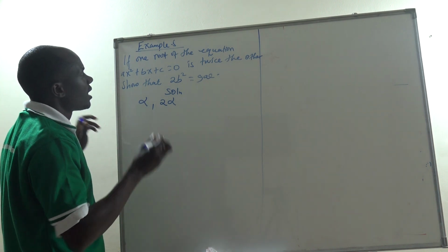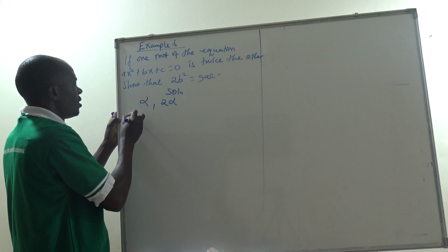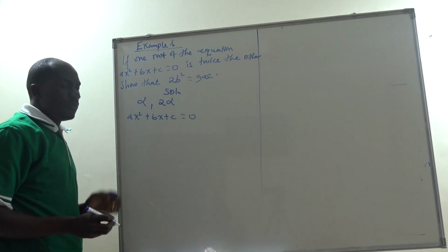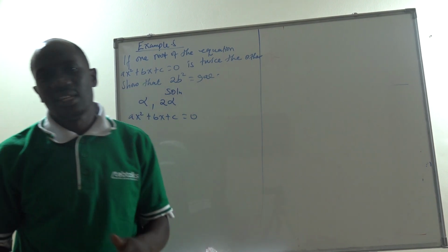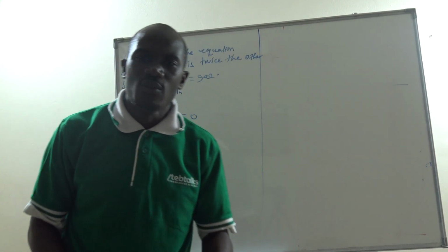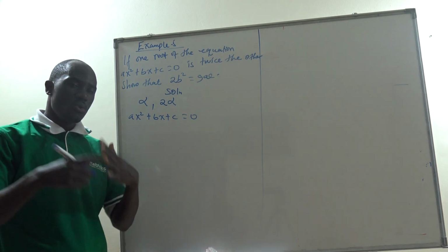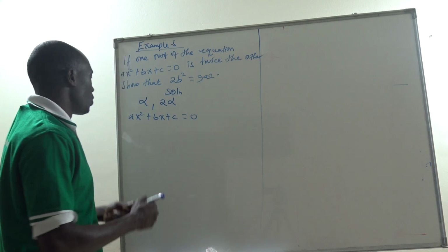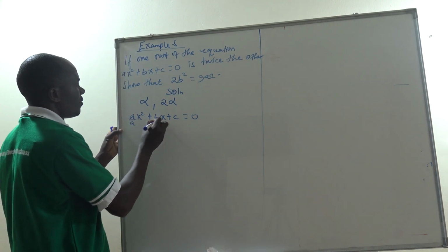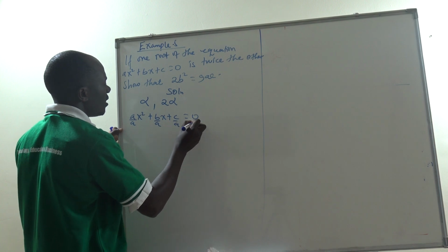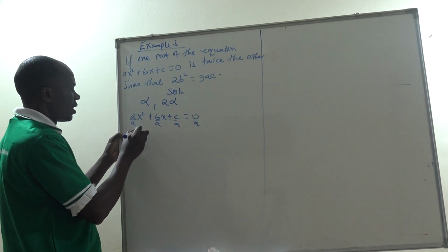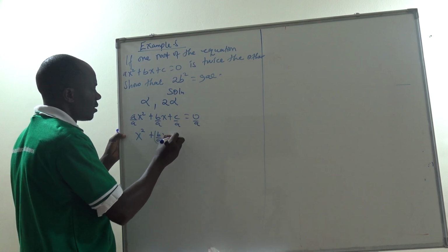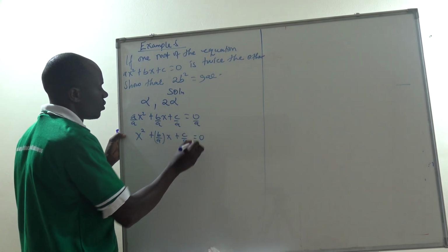So they are the roots of the equation ax squared plus bx plus c equals 0. Before you proceed, first understand, is x squared having a coefficient of 1? The coefficient is not 1. What we are going to do is first divide by a to create a coefficient of 1. So we divide by a, by a, by a. We are remaining with x squared plus b over a, x plus c over a equals 0.